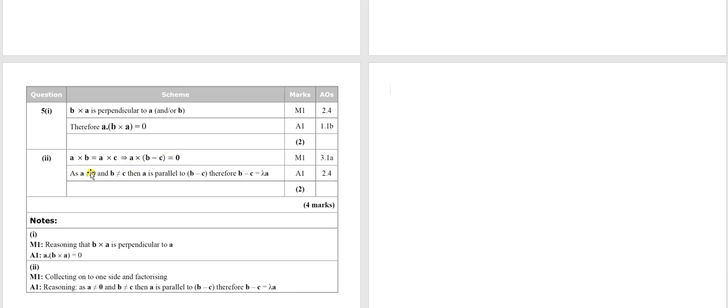For this second part, they've rearranged in the same way that we did. So they've moved the A cross C onto the left so they can write it in terms of B minus C. And that is the thing that allows us to think in terms of parallel. And that's what they've done here. They've said because we know that A is not 0 and B minus C is not 0 effectively, then we know that those two vectors we're dealing with that have a cross product of 0 must be parallel. That's how they've made the statement they're parallel, finishing with therefore B minus C is equal to lambda A. And that's how you pick up the second mark for that question.